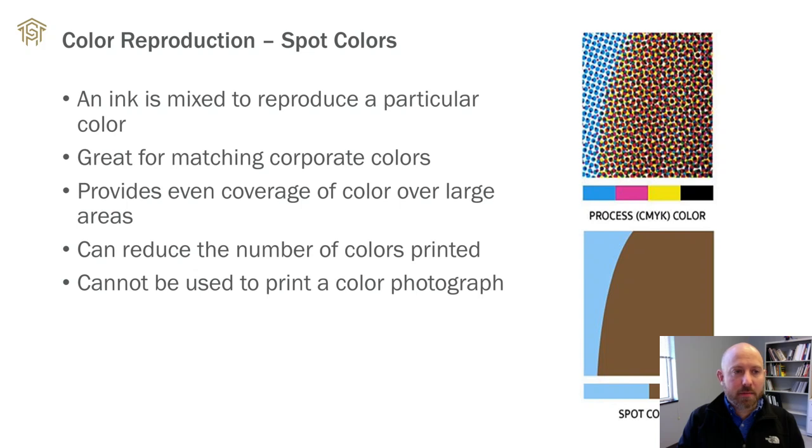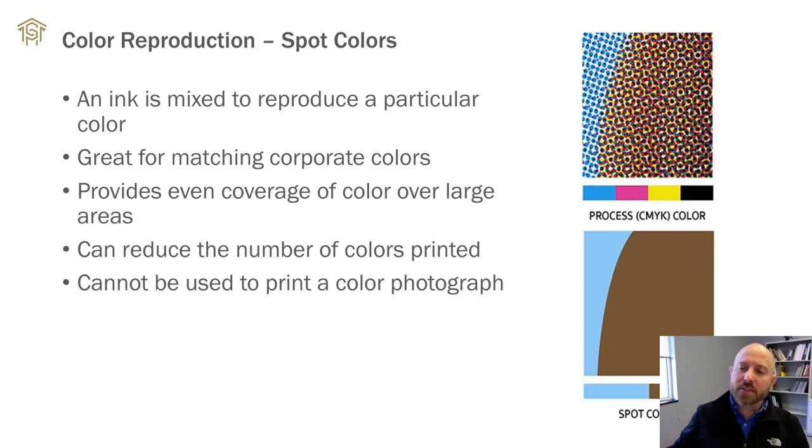So when we talk about those sorts of situations where we need highly accurate colors, we use what's called spot color. So spot color is an ink that is mixed to reproduce a very particular color. It's great, and it works extremely well for corporate colors. And the other nice thing about it is that it provides a really nice, clean, even coverage of color over large areas.